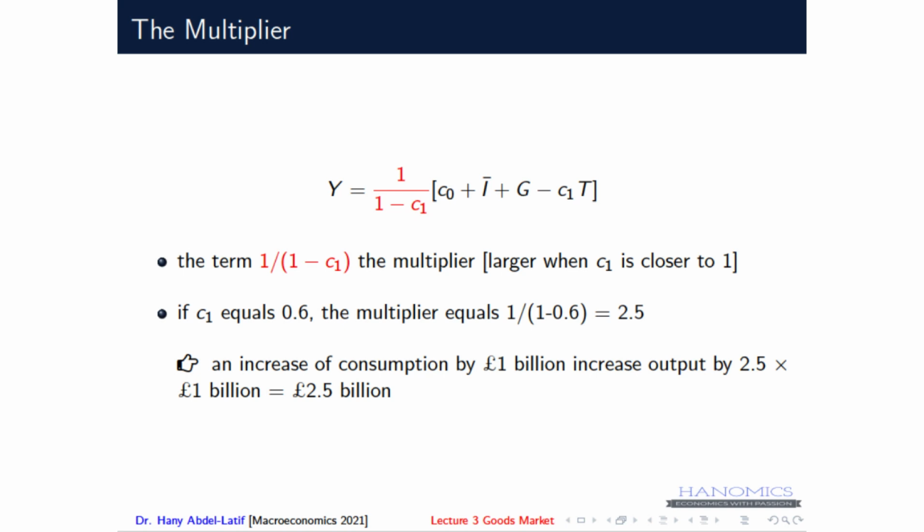So the value of the multiplier here determines the effect of an increase in consumption, or an increase in any of the other components in the autonomous spending. So in our example here, having a multiplier of 2.5, and an increase in consumption by £1 billion, will result in, it's not a one-to-one impact on output, it's actually 2.5 times that 1 billion increase. That will give us a 2.5 billion increase in total.